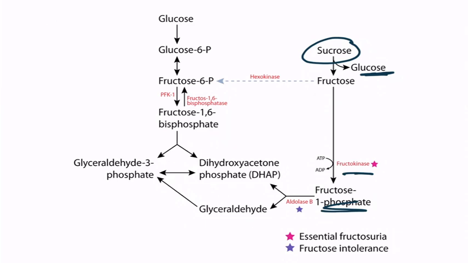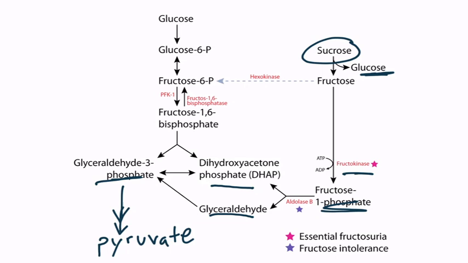Fructose 1-phosphate can then be split into glyceraldehyde and dihydroxyacetone, or DHAP. Both DHAP and glyceraldehyde can then be converted into glyceraldehyde 3-phosphate, which can continue down the glycolytic pathway to form pyruvate. Notice that some fructose can also be directly converted to fructose 6-phosphate by the enzyme hexokinase. This is an important alternative metabolic pathway that allows patients with a fructokinase deficiency to be able to metabolize fructose.